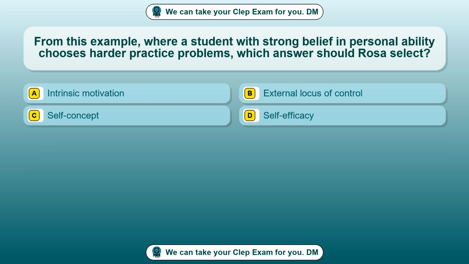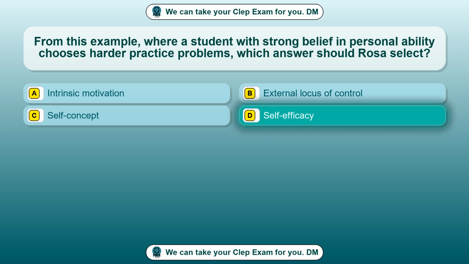Question 10. From this example, where a student with strong belief in personal ability chooses harder practice problems, which answer should Rosa select? Option A, intrinsic motivation. Option B, external locus of control. Option C, self-concept. Option D, self-efficacy. The correct answer is option D, self-efficacy.